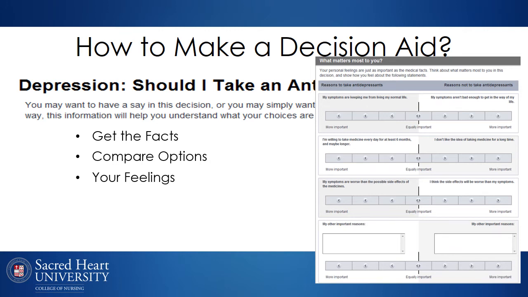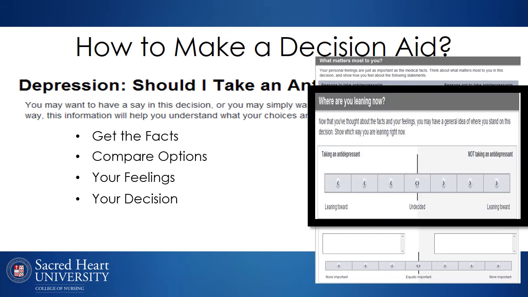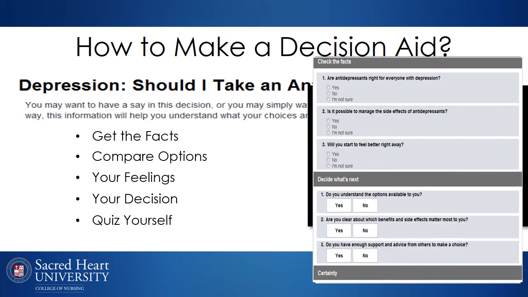Then you have the patients rate their feelings on proceeding with the treatment option or not. After reviewing all the available options, reviewing the benefits, risks, and harms, the patient should then rate themselves on a scale of what treatment choice they are leaning towards. Have the patient quiz themselves to make sure they understand all the information presented in the decision aid. You may want to leave a section at the bottom that would allow the patient to write their questions, concerns, or next steps.